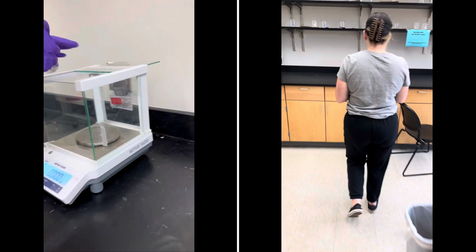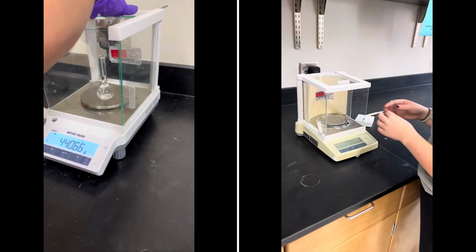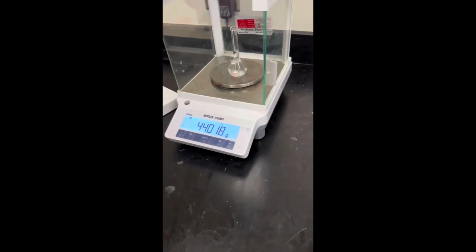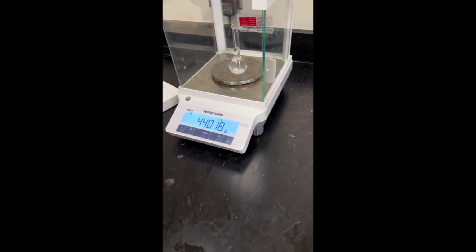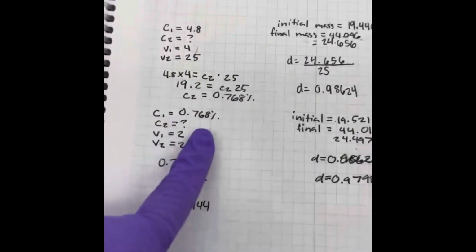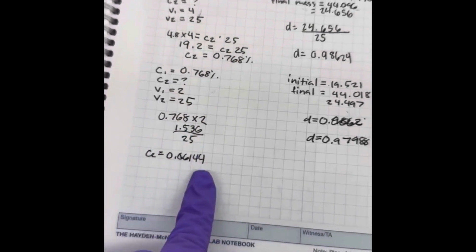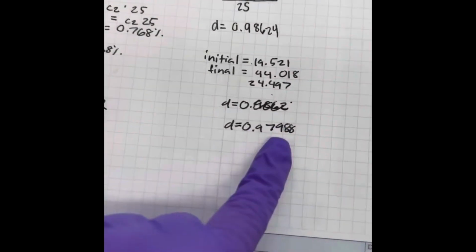Okay, we are back at the balance to measure that mass. Let's see what we get, 44.018. And now we have our third and final trial, which is where we use that concentration, and this is what we got, and our final density.